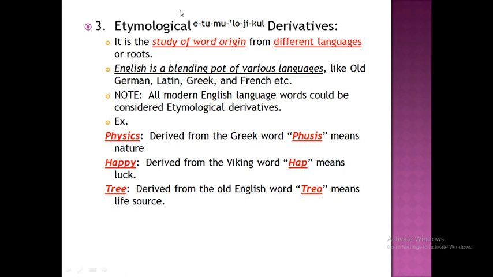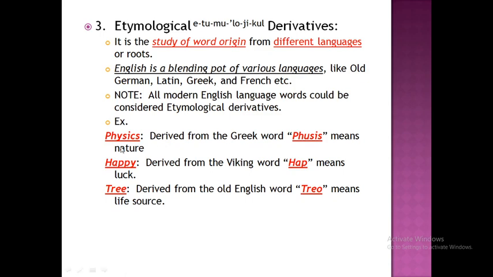So, etymological derivatives help us get the words which we are using in the current scenario, as the words of the English language originated from words of other languages. We will understand this with the help of some examples.